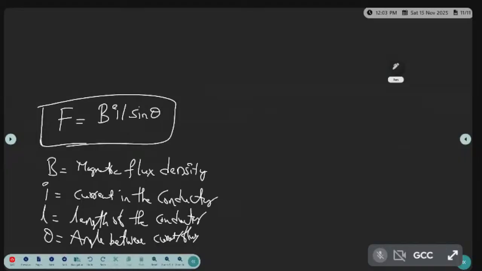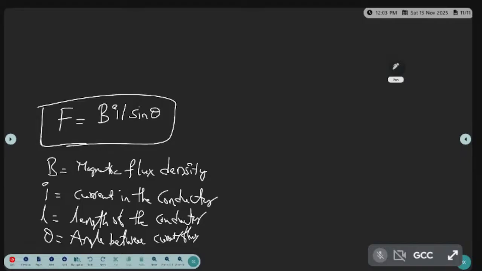Not only a single conductor, we are having a group of conductors. Cumulatively, the force exerted is on the right side, and cumulatively the rotor starts rotating. So, BIL sin theta: how much force is exerting? The force developed in the conductor depends upon these parameters: magnetic flux density, current flowing in the conductor, length of the conductor, and the angle between the current and flux.